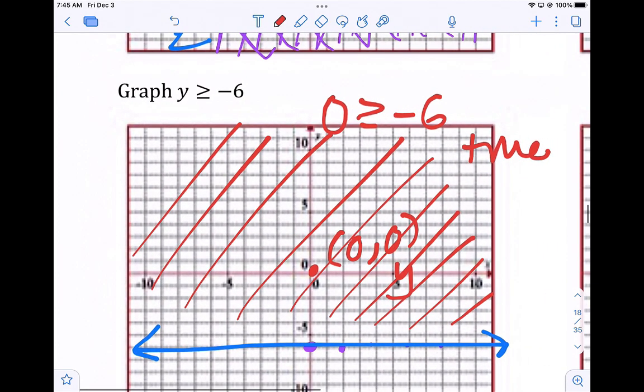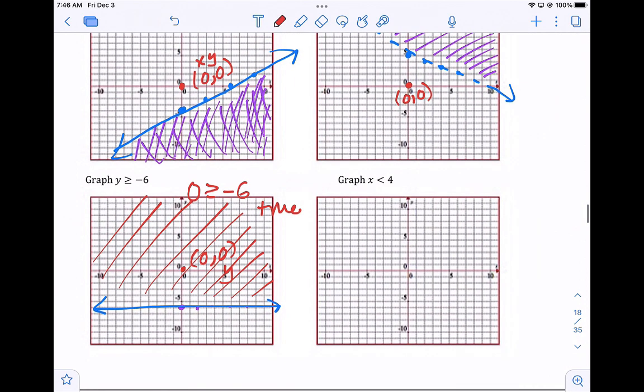For these, the ones with just x or y, you really only have to test the one point. Just think, where is y bigger than -6? It's going to be above the line.